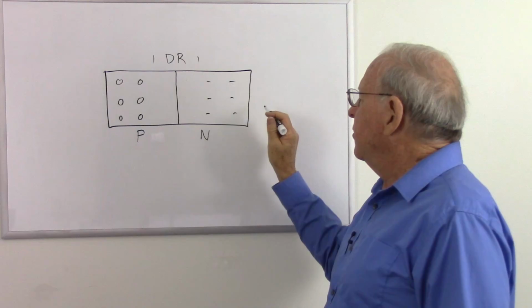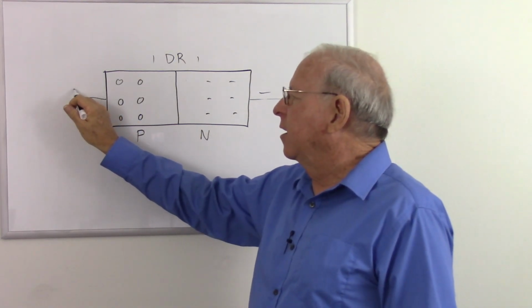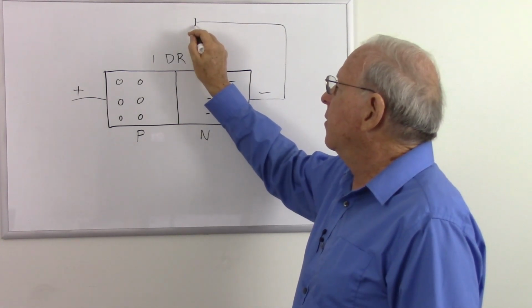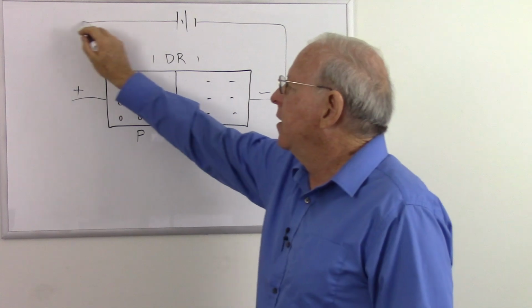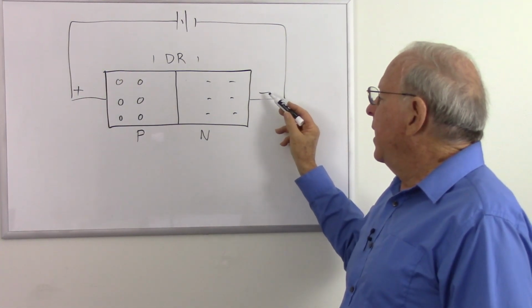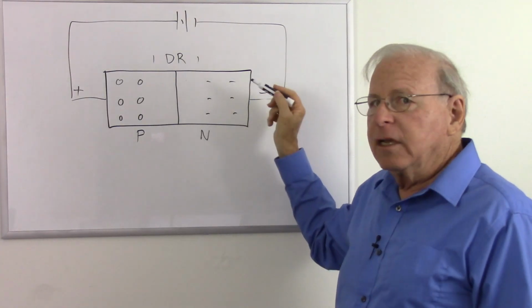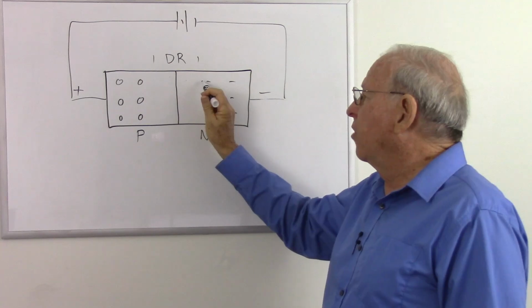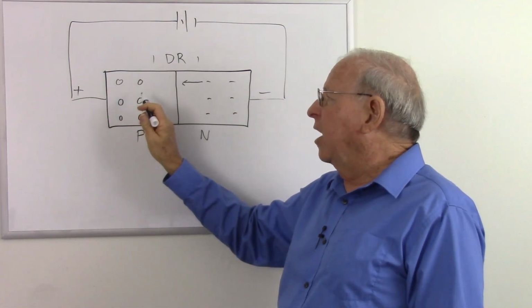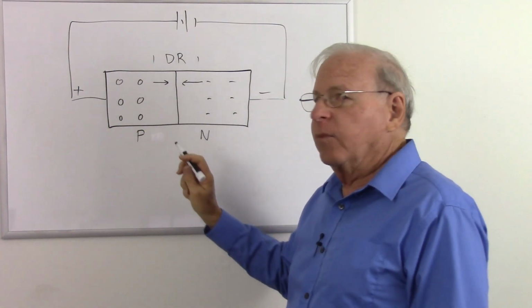Now let's see what happens if we put a negative charge on the inside and a positive charge on the p side. What that means is that I have a battery in there oriented like that. When we put a negative charge on the inside, that is going to repel these electrons and drive them toward the junction. And when we put a positive charge on the p side, that's going to drive the holes away and drive them toward the junction. And what happens?